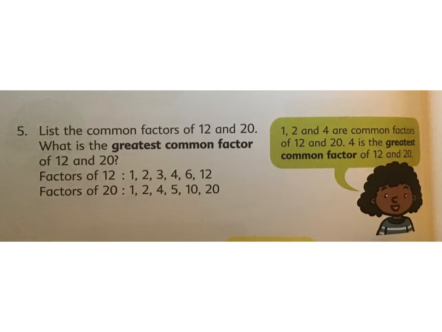Now it's your turn. I want you to list the common factors of 12 and 20, and then find the greatest. Actually, they already did it for you. So the factors of 12 are 1, 2, 3, 4, 6, 12. The factors of 20: 1, 2, 4, 5, 10, 20. So here's a common factor, common factor, common factor. What is the greatest number, the biggest number? It is 4. 4 is the greatest common factor of 12 and 20.